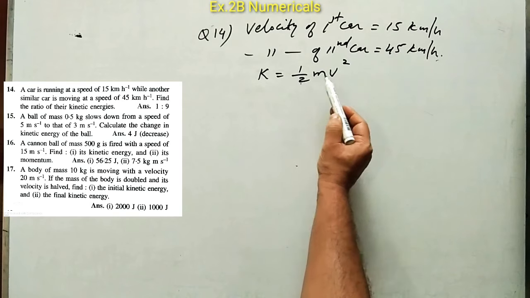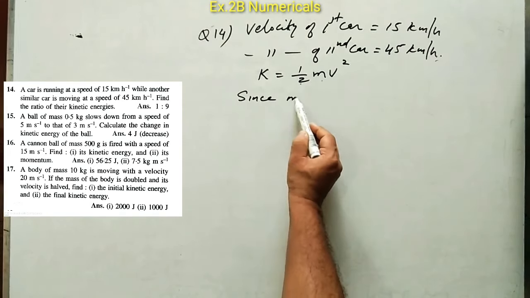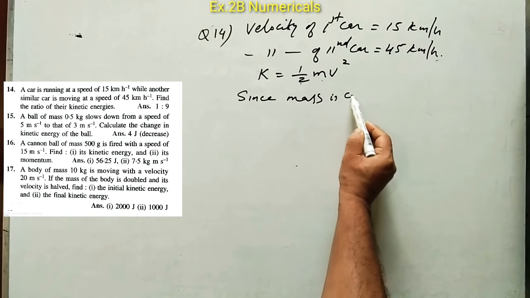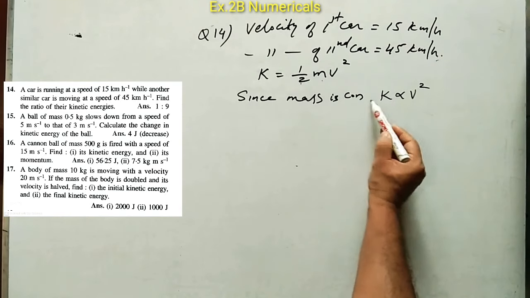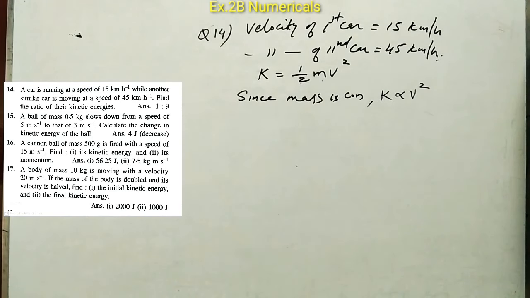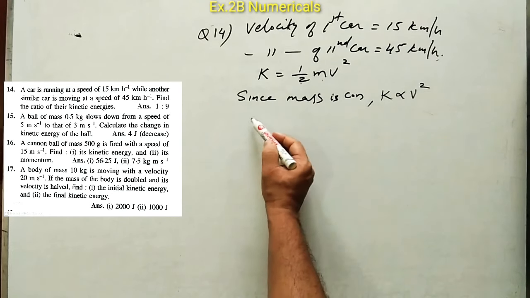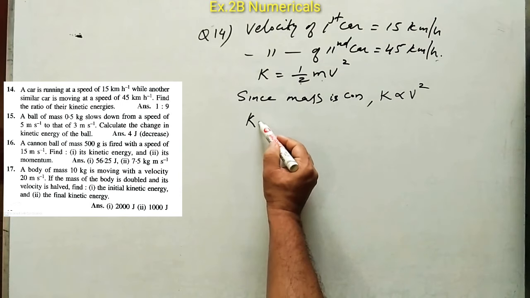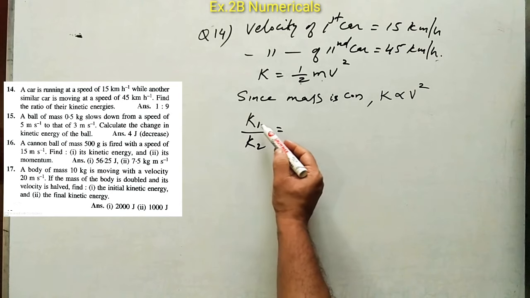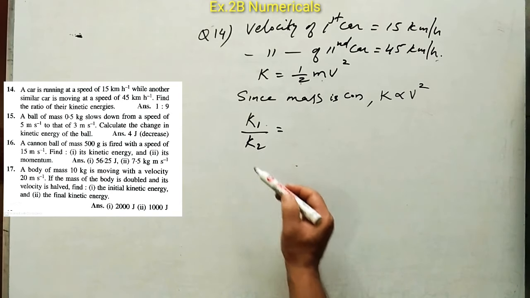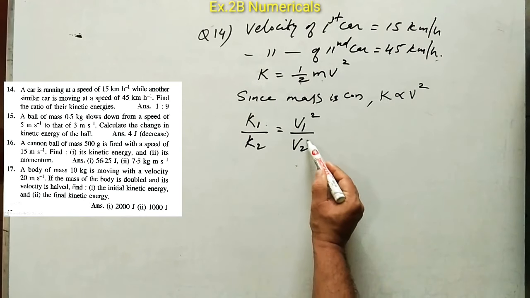So 1/2 is a constant, mass is a constant. Therefore, since mass is constant, I can write kinetic energy is directly proportional to the square of the velocity. Clear? So here we have to find out the ratio of their kinetic energy. Therefore, the ratio of the kinetic energy of car 1 to the kinetic energy of car 2, K1 by K2, is given directly by V1 square divided by V2 square.